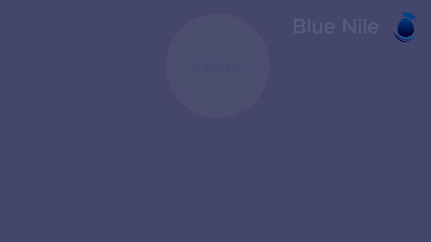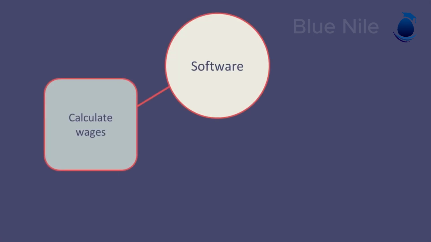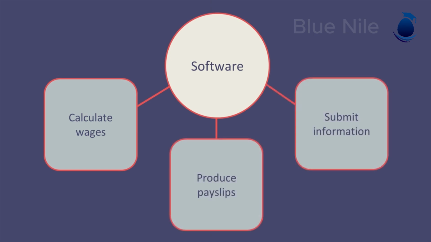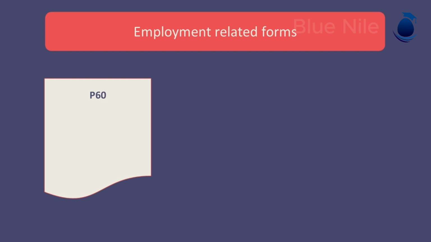As reporting to HMRC must be made electronically, most employers now use software to calculate the wages for their employees, completing the complex calculations for them, producing payslips and submitting the information as necessary. One final administrative point is to be aware of some of the employment-related forms which employers produce, such as the P60.